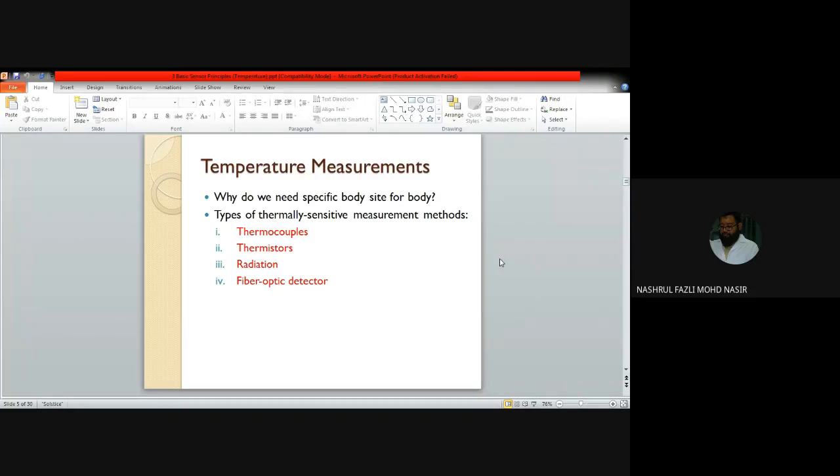Why do we need a specific body site for the body? For instance, because of the accuracy to measure temperature. It's better to measure using your thermometer under your armpit, and so on. So that is more accurate. Even now we have the radiation, the infrared.